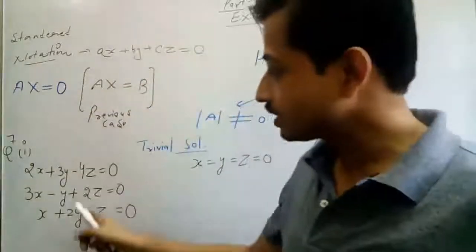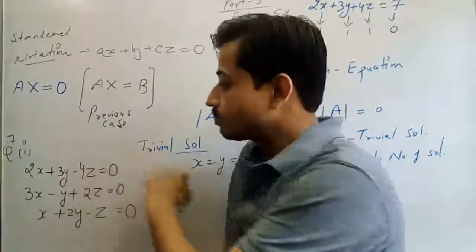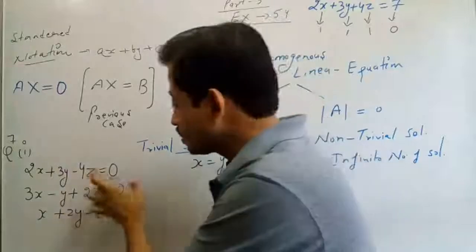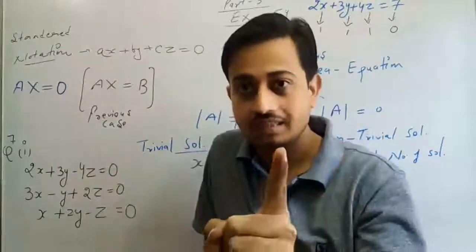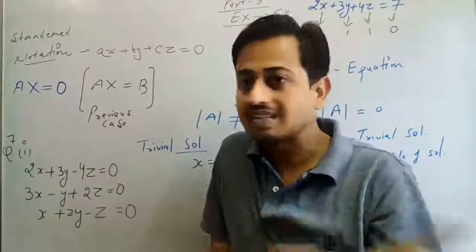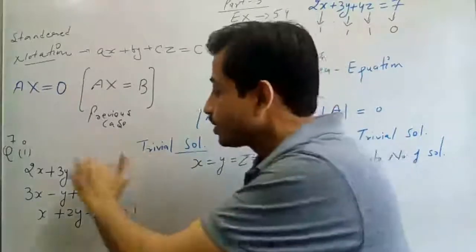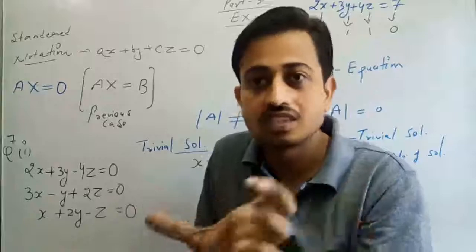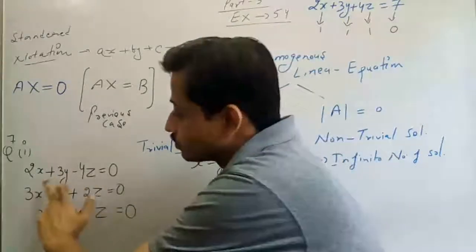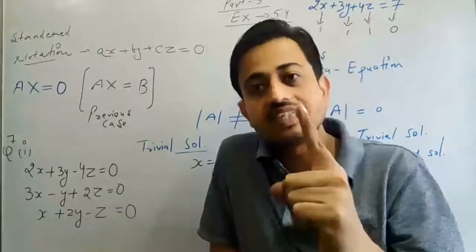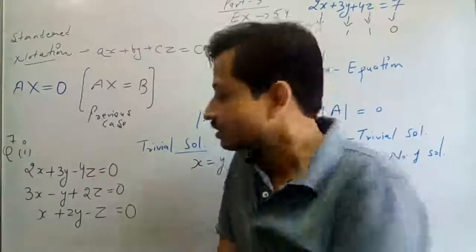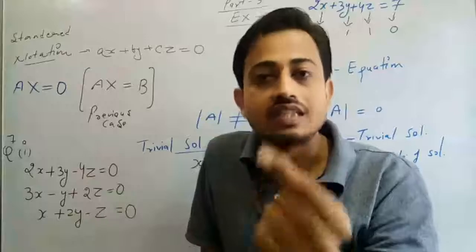Now look at this question: 2x plus 3y minus 4z is equal to 0. It means 0 has no degree, so this will not count as a term. We have three terms x, y and z, and all three terms have a degree of 1. That's why this is called a homogeneous linear equation.